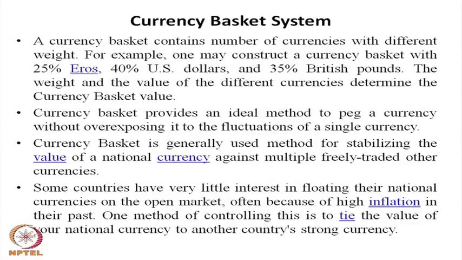Some countries have very little interest in floating their national currency in the open market, because they know that in the open market, not because of trade but because of speculation and instability, there may be an appreciation or depreciation in the domestic currency. So, they do not want a free floating exchange rate regime. So, they practice a currency basket regime where they decide which are the important currencies for them for trade, for the domestic region, and by linking the domestic currency with these decided currencies, they decide the exchange rate for the domestic currency.